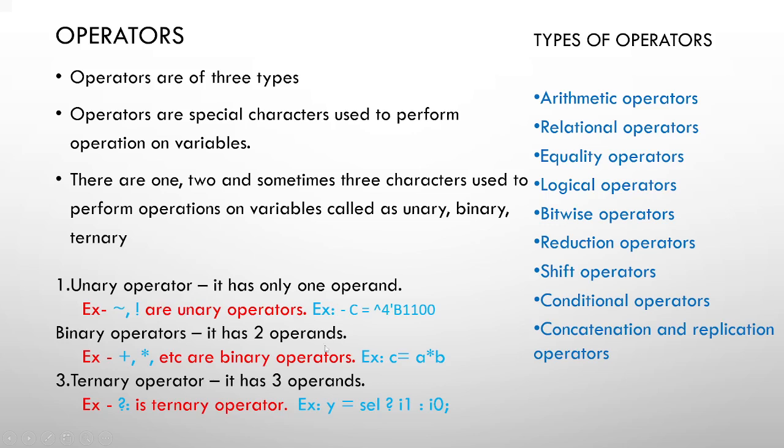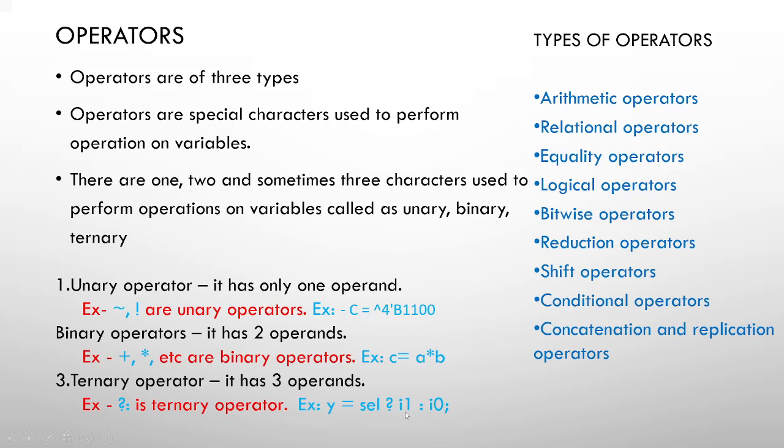And when you are using two operands, like C equal to A and B, that means you are using two operands. Since you are using two operands, this is a binary operator.